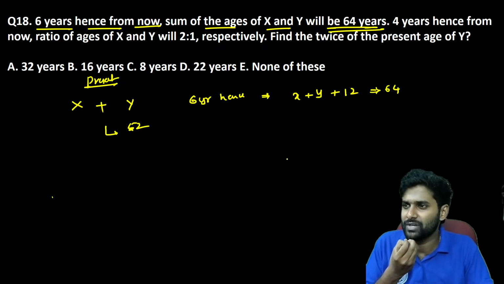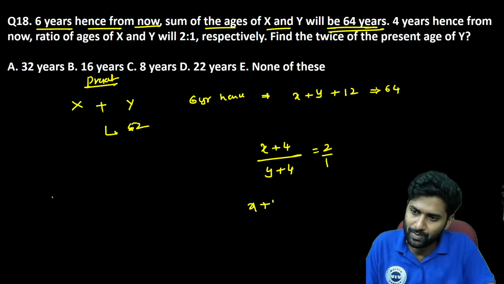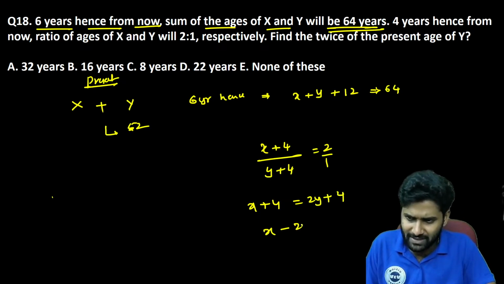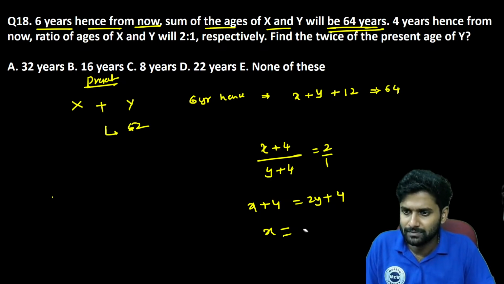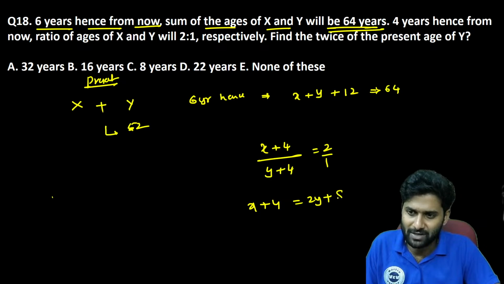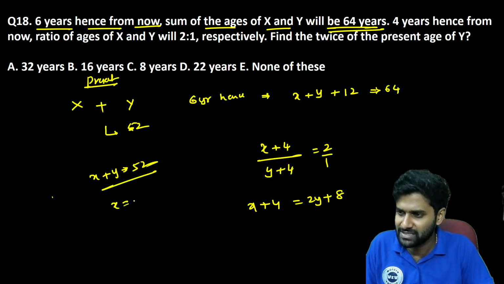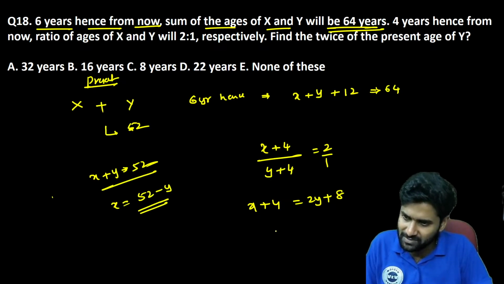4 years hence from now, the ratio becomes x plus 4 to y plus 4, which is 2:1. Cross multiply it. So you will get x is equal to 2y. 4 years from now, x plus 4, y plus 4, cross multiply it, you will get this value become 8. Just replace it. x plus y is equal to 52, right? Then x value becomes 52 minus y. Just replace here.